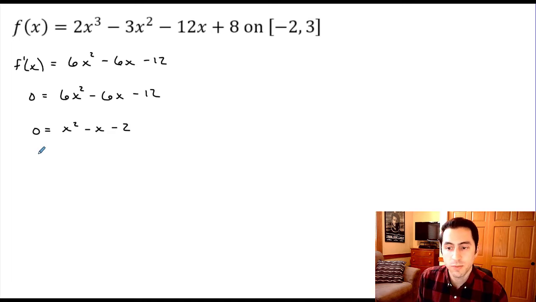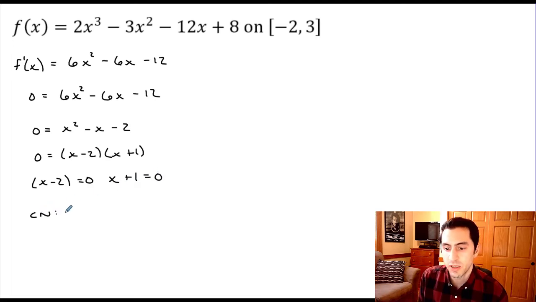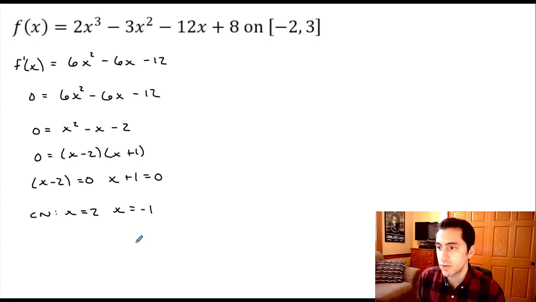All right, hopefully we can factor this. We're looking for two numbers that multiply to -2 and add to -1. This factors into x minus 2 and x plus 1. Taking both of these factors and setting them equal to 0, we can solve for x and find our critical numbers. We end up with critical numbers at x equals 2 and x equals -1. Let's double check these. Our interval is from -2 to 3, and both of these numbers are within that interval.